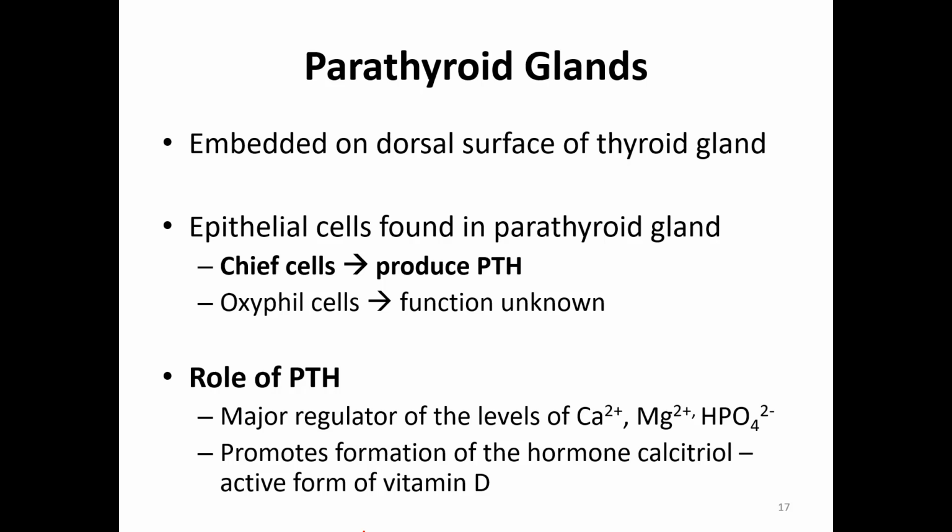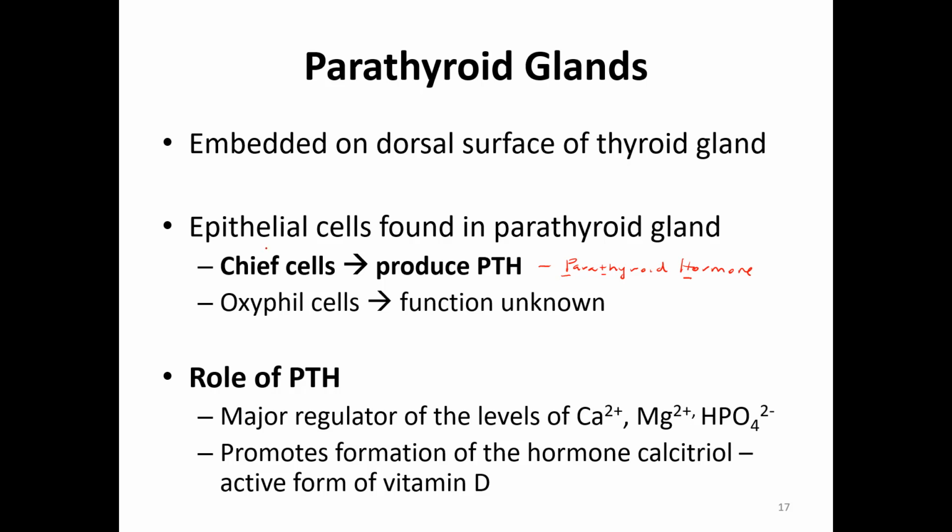If we look at the histology of a parathyroid gland, we'll see that there are two major cell types found within the gland. We have one group of cells that are called the chief cells, and their role is to produce PTH. And PTH is a hormone called parathyroid hormone. The other cell that's found in the parathyroid gland is called oxyphil cells, but as of now, that function is not well understood.